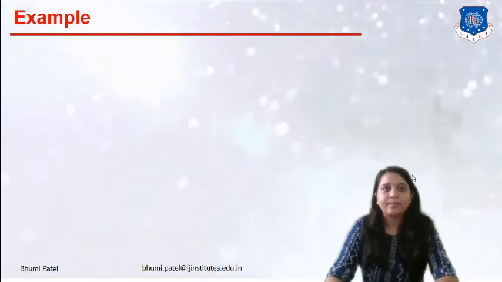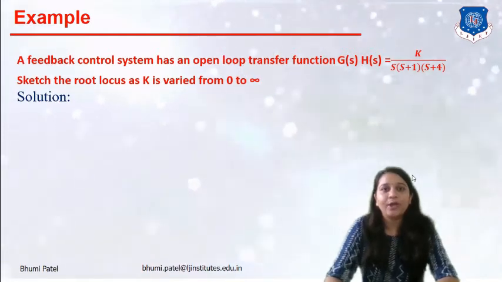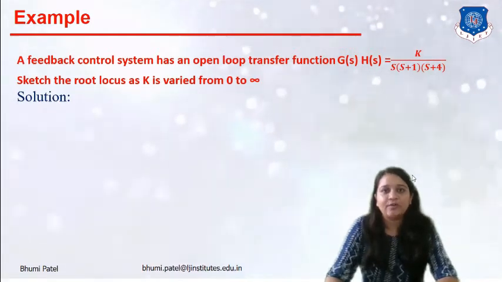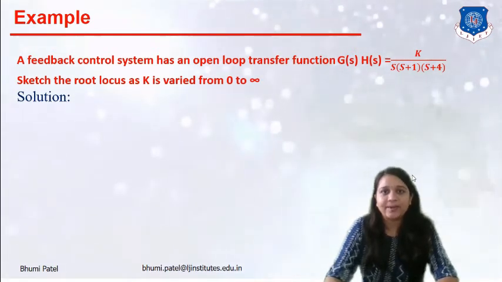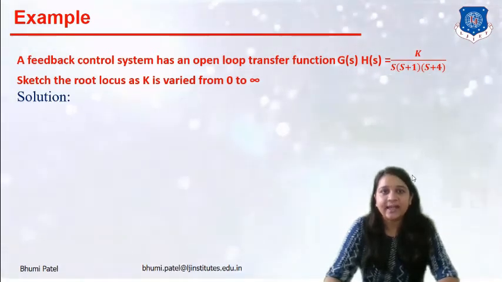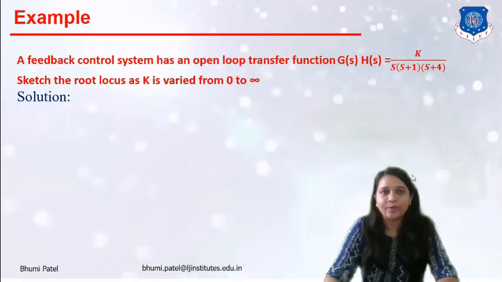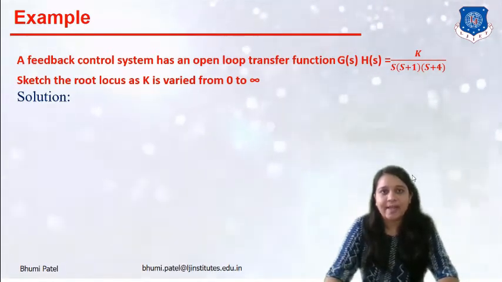So the first example: a feedback control system has an open loop transfer function G(s)H(s) equal to K upon s(s+1)(s+4). Sketch the root locus as K varies from 0 to infinity. So we can solve this example step by step.